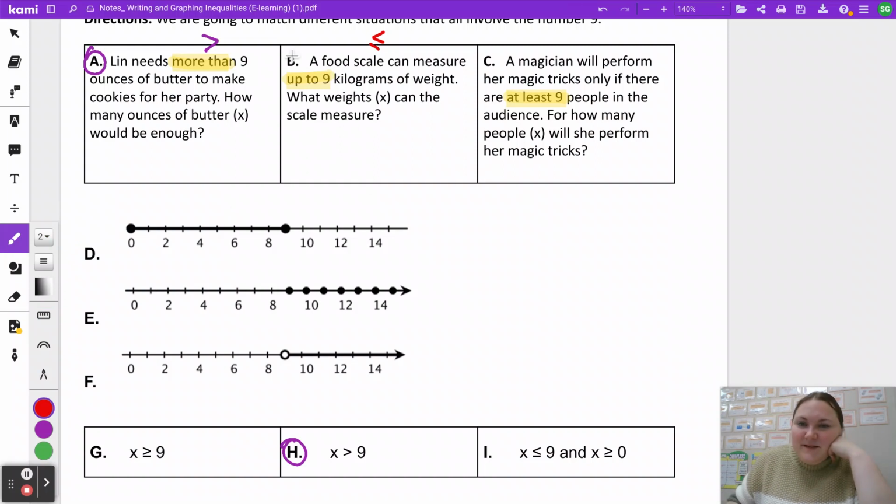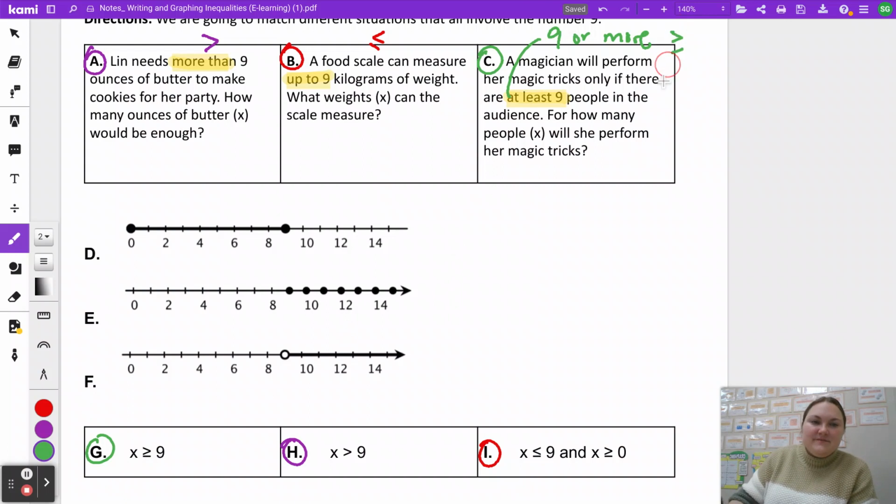Based on that, that helps me know that B must go with I. Up to 9 kilograms would mean X, the weight it can measure, is less than or equal to 9. I'm going to talk about this X is greater than or equal to 0 in a moment. For C, it's clear then C must go with G. If we talk about it, at least 9, we said this during the warm-up. At least 9 means 9 or more. And I'm going to put that up here, 9 or more. It does not mean less. At least 9 people is 9 or more, so we're using that greater than or equal to sign there.